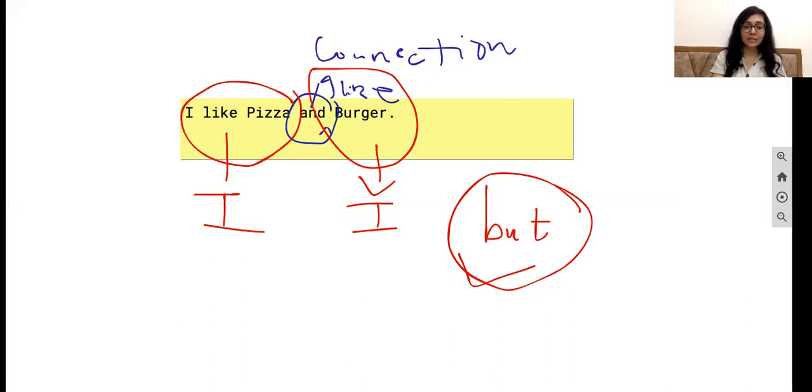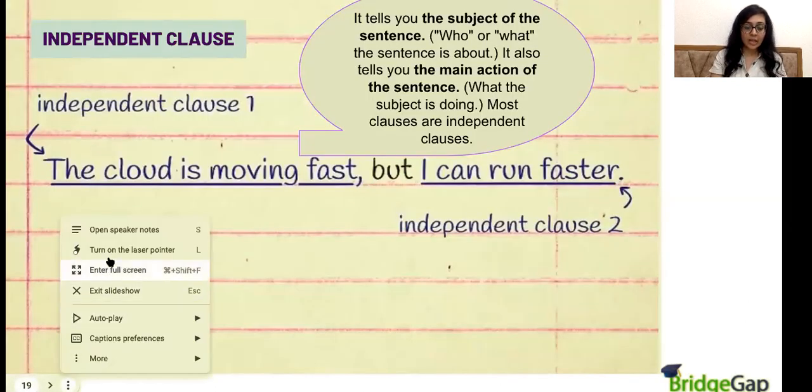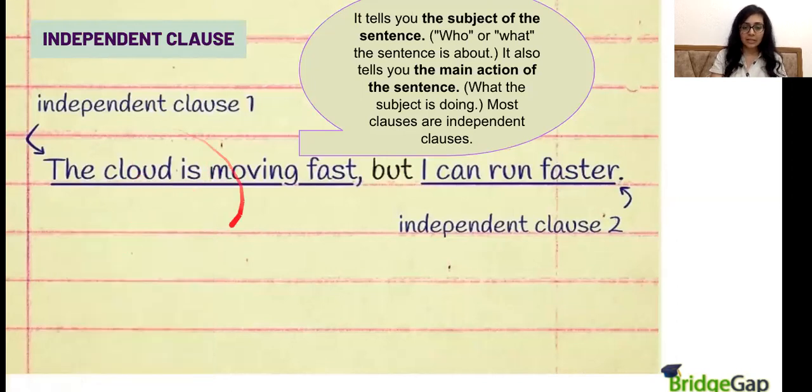Students, please understand that though this clause looks like multi-clause, that also called a complex sentence. If you just see this much, the cloud is moving fast. Simple sentence, independent clause. Agree? Now just see this much. I can run faster. Simple sentence again, an independent clause, not dependent on anything. Here it is connected with the word but. But we know is a coordinate, right?